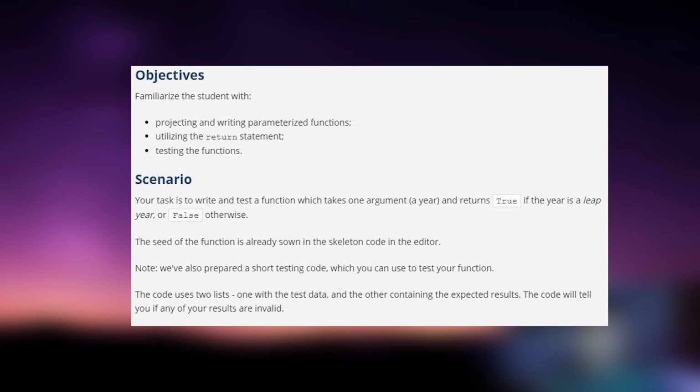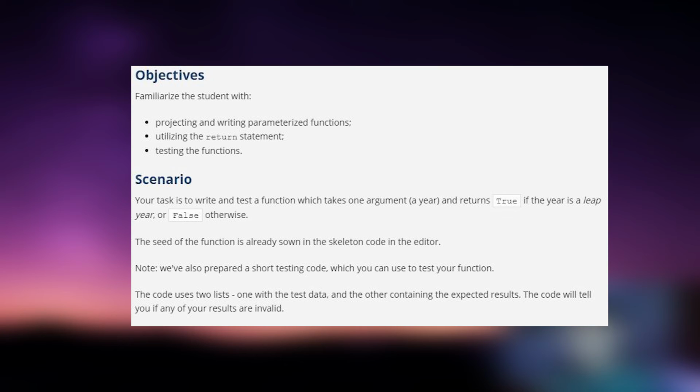Our objectives are to become familiar with projecting and writing parameterized functions, utilizing the return statement, and testing the functions. Our scenario is that our task is to write and test a function which takes one argument, a year, and returns true if the year is a leap year or false otherwise. The seed of the function is already shown in the skeleton code in the editor.